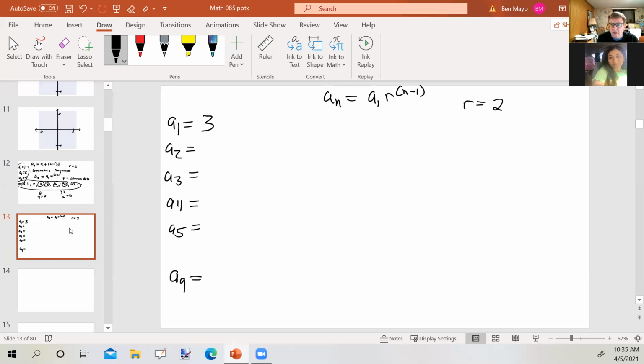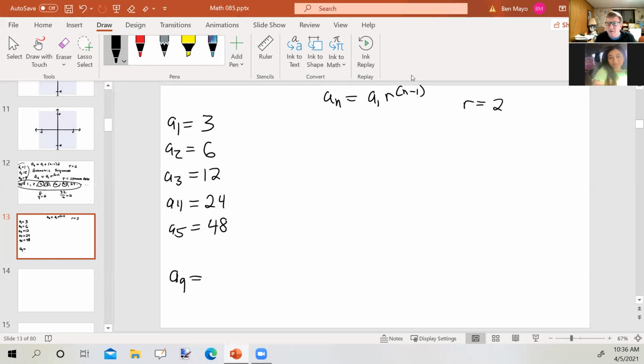Just like with arithmetic sequences, we could use the common ratio as opposed to the common difference. So if we take a sub 1, which is 3, times r, we get a sub 2. Well, 3 times 2 is 6. 6 times 2 is 12. 12 times 2 is 24. 24 times 2 is 48. And we could continue that to a sub 6, a sub 7, a sub 8, a sub 9. But we're not going to do that, because what if I asked you to find a sub 246? You wouldn't want to sit there and crank that all out.